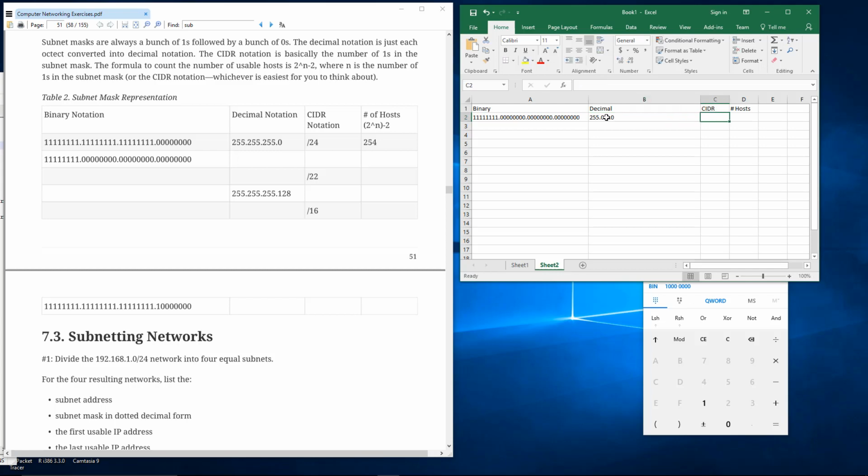If I want to be even more efficient, what's my CIDR notation going to be? Well, I count up these ones. 1, 2, 3, 4, 5, 6, 7, 8. I've got 8 ones. So this would be /8.